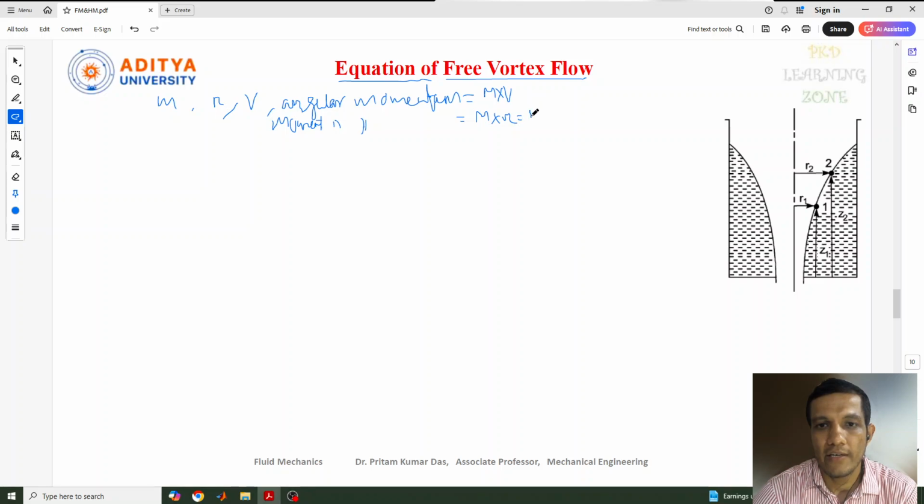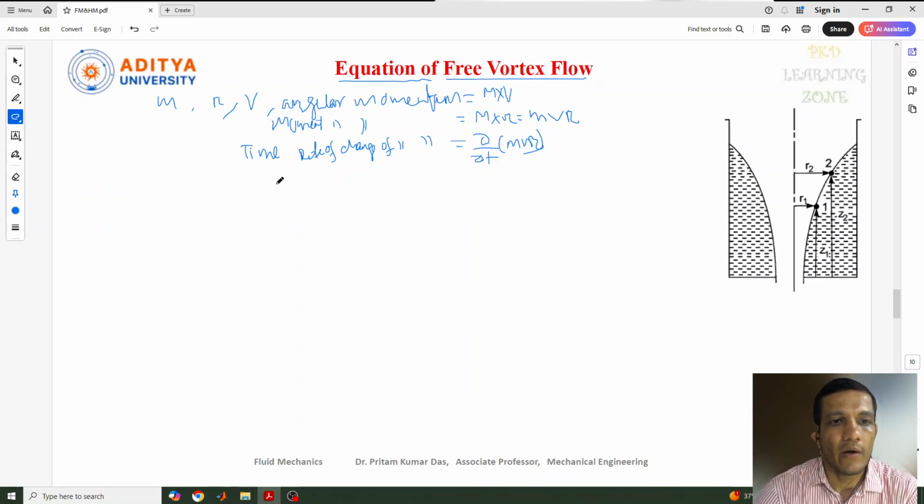So we can write that as m into v into r, where m is the mass and r is the radius. Now if you want to write the time rate of change of angular momentum, we can write the derivative of these things with respect to time. So the derivative of what? The derivative of mvr with respect to time.